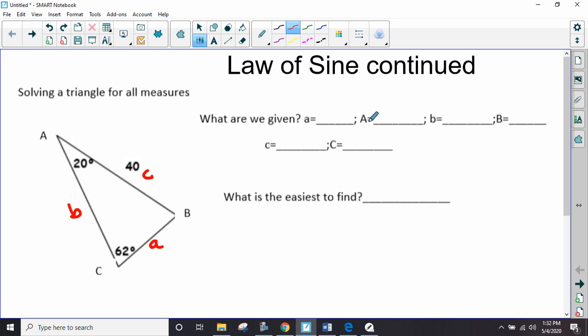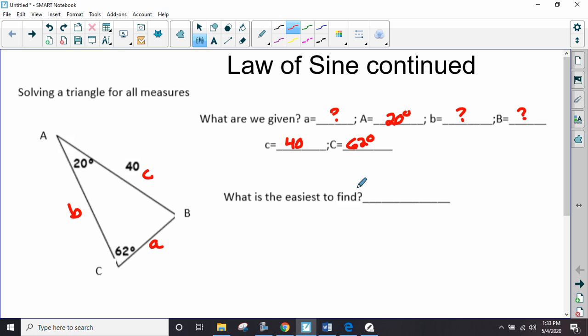What are we given? Are we given little a? No. Are we given big A? Yes, 20 degrees. Are we given little b? No. Are we given big B? No. Are we given little c? Yes, we are. Little c is 40. Remember, the little letters are the sides, big letters are the angles. Are we given big C? Yes, 62 degrees.